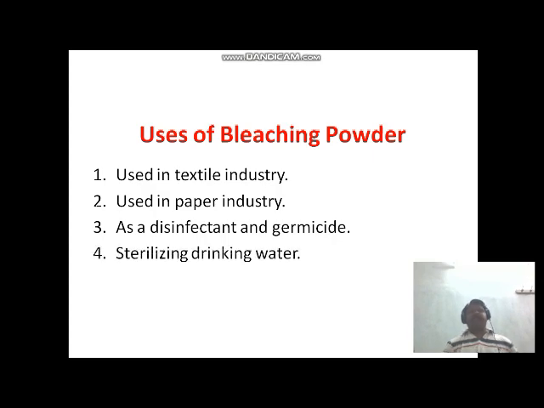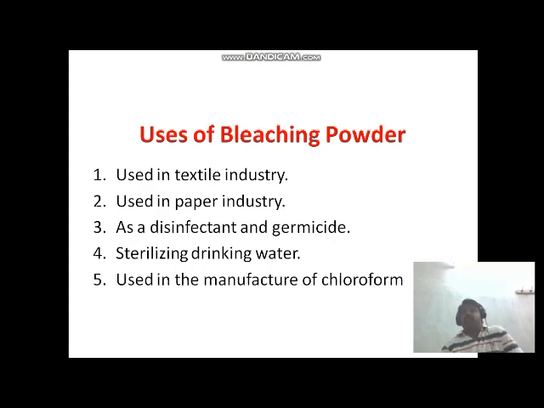Next, sterilizing drinking water. Sterilizing drinking water is nothing but cleaning the drinking water. For example, at your home, on top of the building, there is a water tank. After using it for many years, green algae will form in the tank. For removing that algae, if you place bleaching powder, it will turn that water into purified water. That's why it is used for sterilizing drinking water.